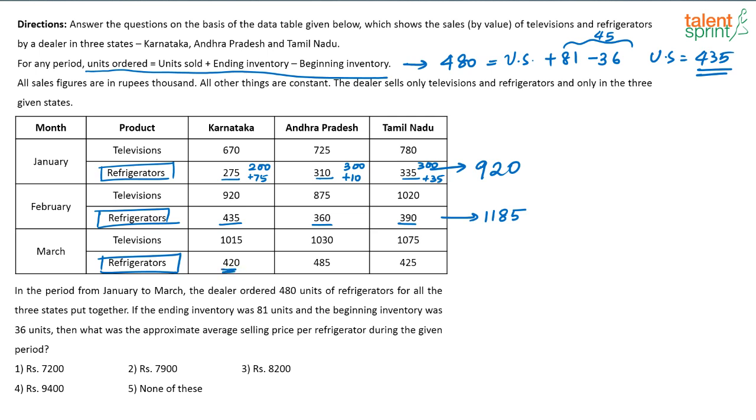Here 420 plus 485 plus 425. So 400 plus 400 plus 400, that is 1200 plus 20 plus 85 plus 25. So that will be 1330. So what is the total sales of the refrigerator? Add these three: 920 plus 1185 plus 1330.